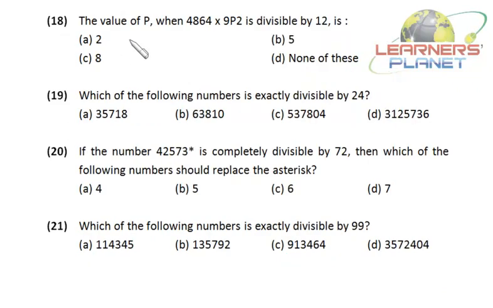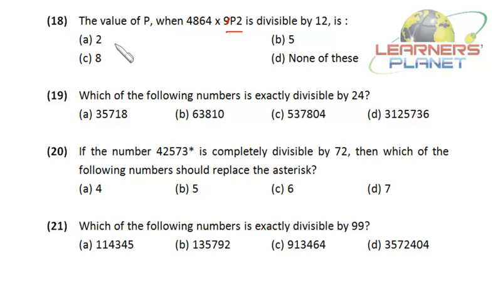Now in this problem we have to find out the value of p when 4864 times 9p2 is divisible by 12. Now what is the divisibility test of 12? The number should be divisible by both 4 and 3. Now just look at the number, it's 4864. It is divisible by 4 since the last two digits are divisible by 4. But it is not divisible by 3. We see 4 plus 8 is 12, which is divisible by 3. 6 is divisible by 3, but 4 is not divisible by 3. So we need this expression, that is 9p2, to be divisible by 3. Here 9 is divisible by 3. That means p plus 2 should be divisible by 3.